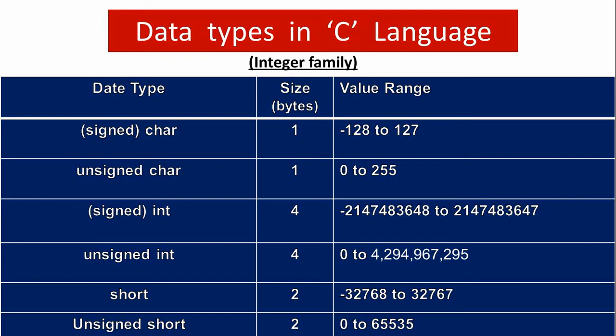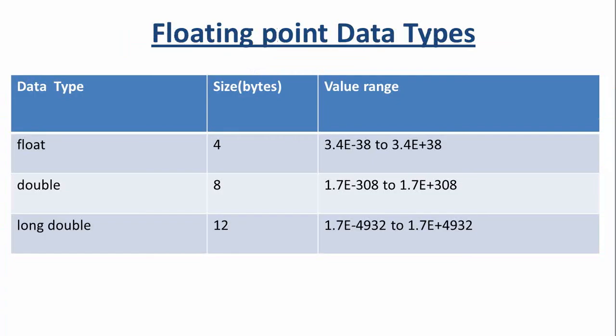During this course, we will be using all these data types and you will come to know about their use. Then we come to some other set of data types which are called floating point data types. These are the data types which are used for real numbers. There are 3 kinds of floating point data types, namely float, double and long double.